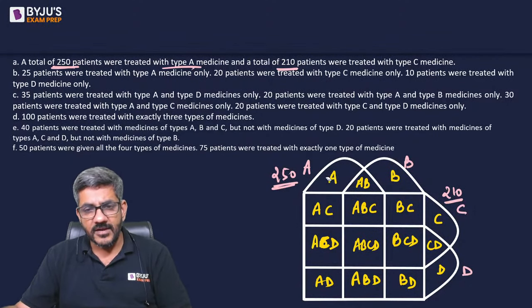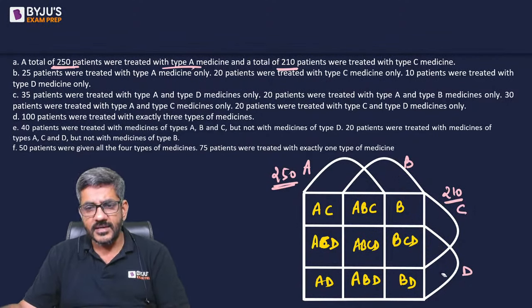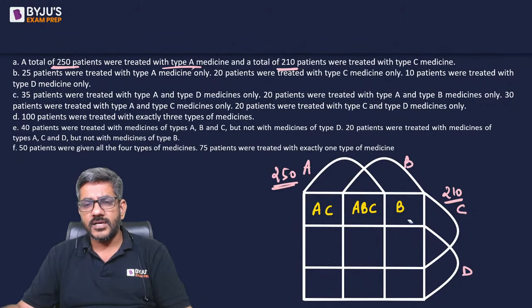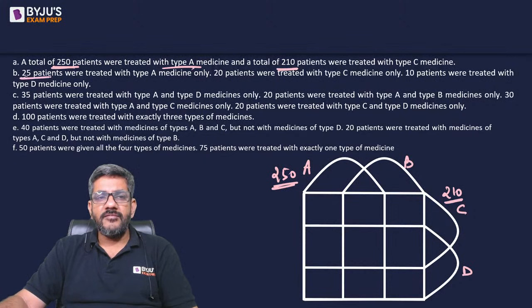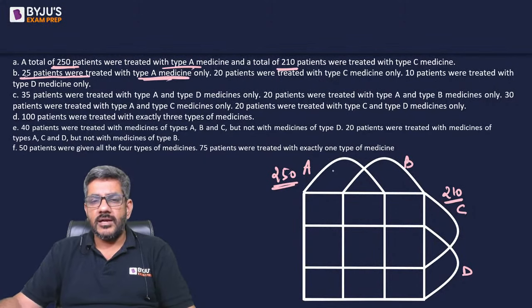After that we'll start filling them up. Now let's start filling this one by one, right? According to the given statements, one by one, let's start filling it up. 25 patients were treated with A only, so 25 were treated with A only.